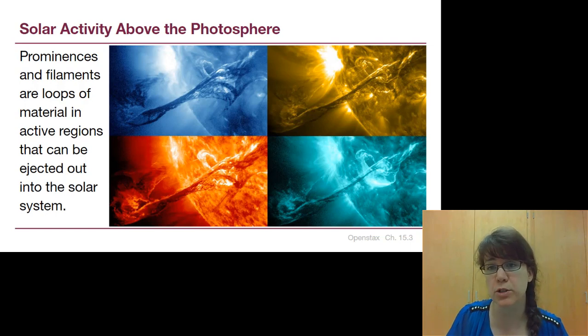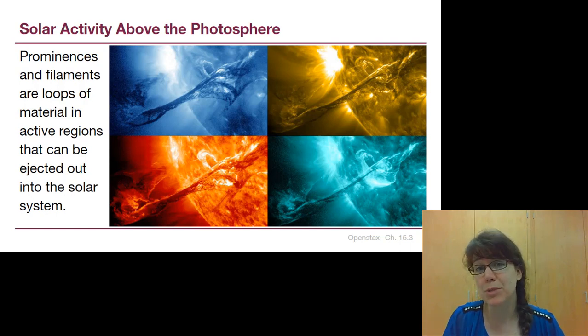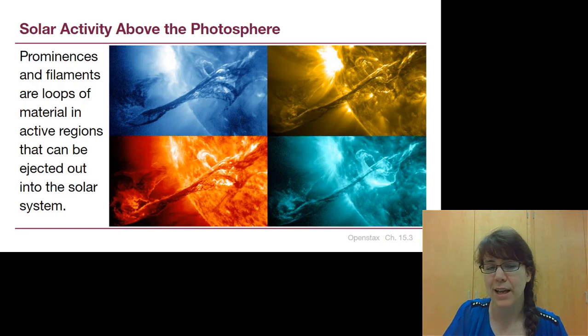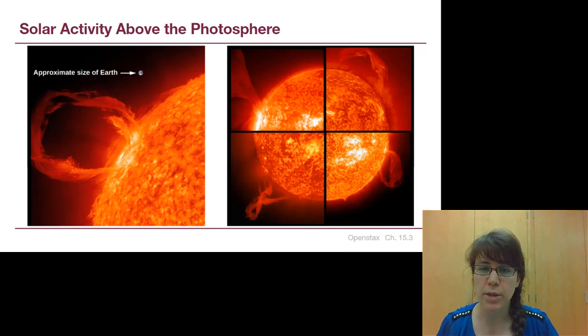This is why active regions are so important. Their name tells us exactly what they do. They are regions of the corona where the sun is more active. And so these prominences, shown here, can become extremely, extremely large.